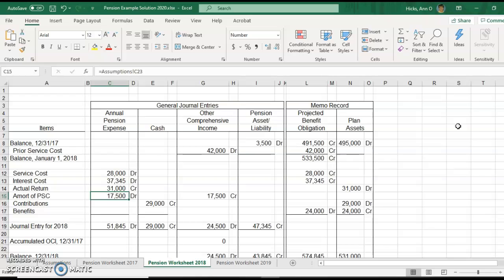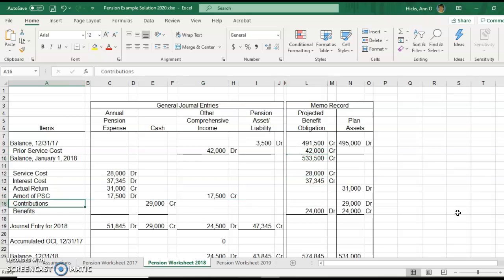This $17,500 is an amortization of the $42,000 that we had recorded at the beginning of the year. We'll walk through down the road how we go about amortizing it. For now, just know that the amount we compute for the current year amortization will increase our annual pension expense, and then it will decrease our other comprehensive income because we're expensing gradually the other comprehensive income. It has no effect whatsoever on the investment, the plan accounts themselves. Those were affected in their entirety at the beginning of the year.